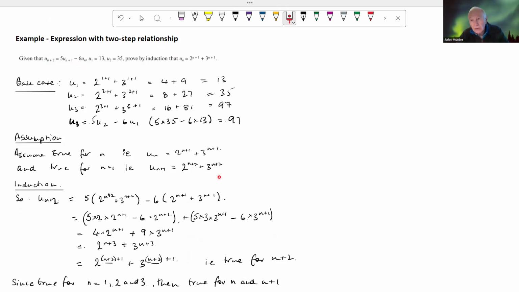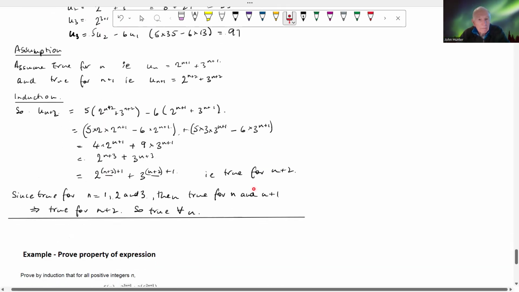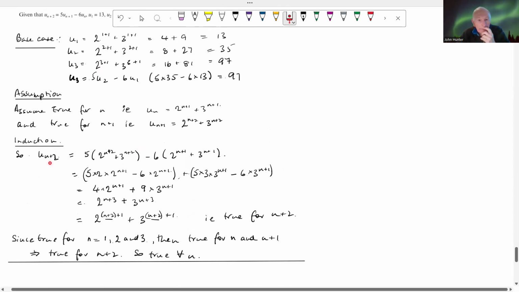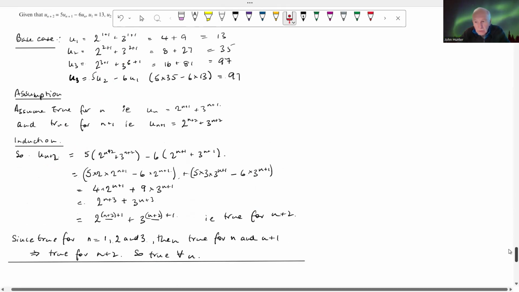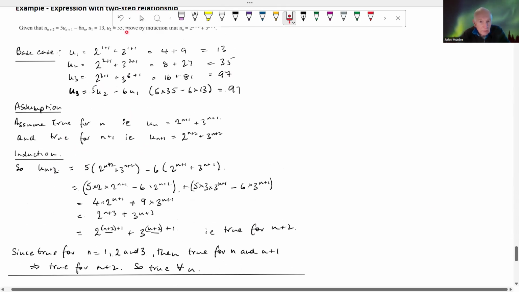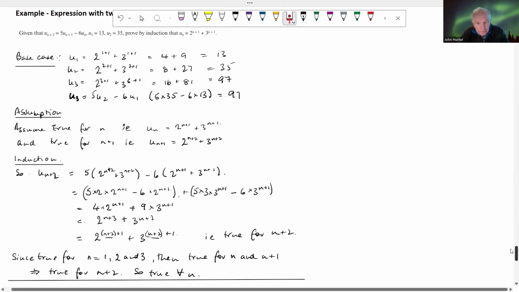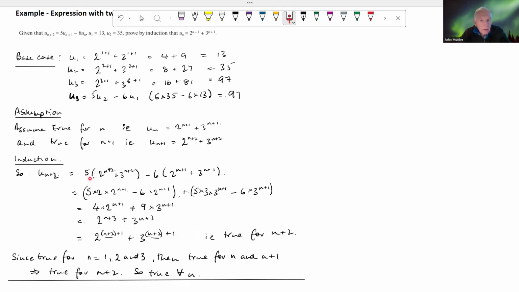For the same reasons, our given here involves three terms, three different values of n. So the induction therefore is to show u(n+2) is equal to, let me slow that down so we can see the relationship. So u(n+2) equals 5 times u(n+1), which is this.